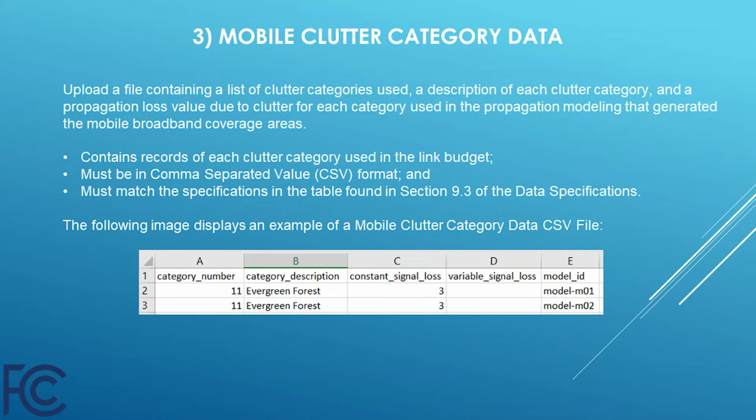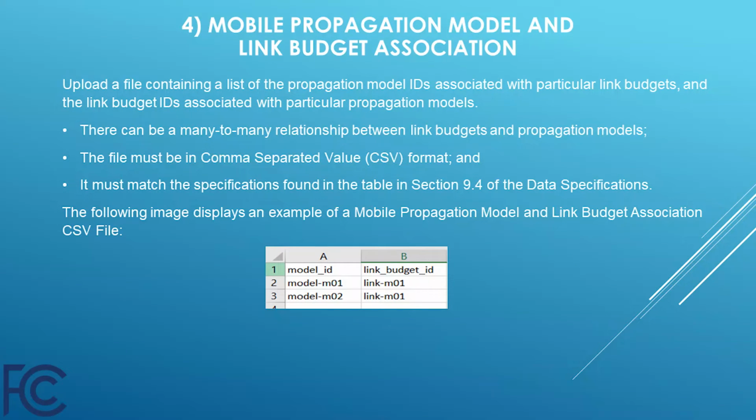To submit mobile propagation model and link budget association, providers should upload a file containing a list of the propagation model IDs associated with particular link budgets and the link budget IDs associated with particular propagation models. Note that there can be a many-to-many relationship between link budgets and propagation models. The file must be uploaded in CSV format and match the specifications. The information that must be submitted can be found in the table of section 9.4 of the data specifications. The following image displays an example of a mobile propagation model and link budget association CSV file.